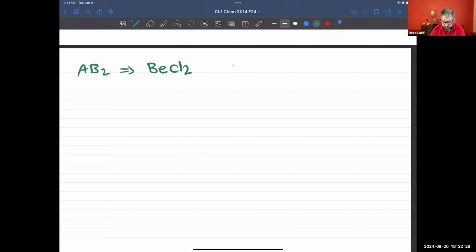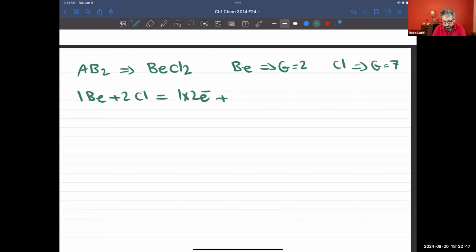Beryllium is a group 2, so it's not going to make it to octet. Chlorine is a group 7. So I'm going to say 1 beryllium plus 2 chlorine. 1 multiply 2 electrons plus 2 multiply 7, I get 16 electrons.